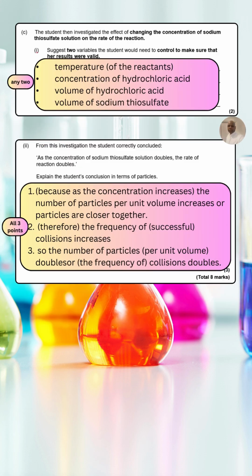So again, you can see here that part C1 says from AQA that the student then investigates the effect of changing the concentration of the sodium thiosulfate on the rate of reaction. And as you can see here, when it's mentioned change the concentration, you now know that we're moving from temperature and we're now looking at changing the concentration. What do you notice? If we change concentration, what's going to happen? But that's not the focus of the question.